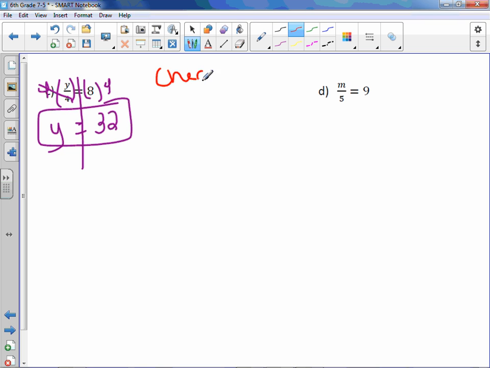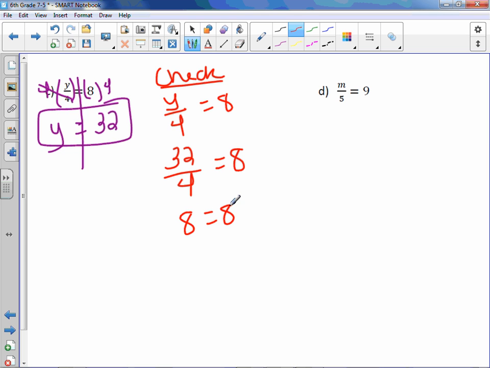For the check, write your original. Y divided by 4 equals 8. Substitute in your solution. 32 divided by 4 equals 8. 32 divided by 4 is 8, so our solution is correct.